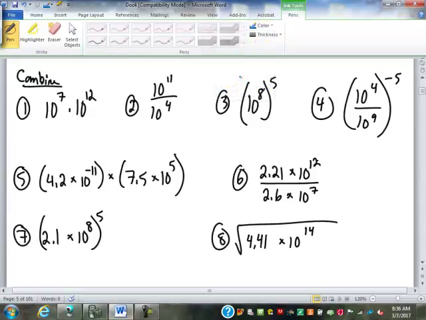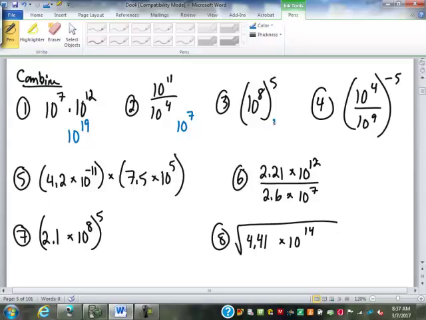Okay, so for the first one here, 10 to the 7th times 10 to the 12th, what do we get? 10 to the 19th. When we are multiplying exponents with the same base, we add the powers. 7 plus 12 is 19. So here, 10 to the 11th divided by 10 to the 4th is 10 to the 7th. When we divide exponents with the same base, we subtract powers.